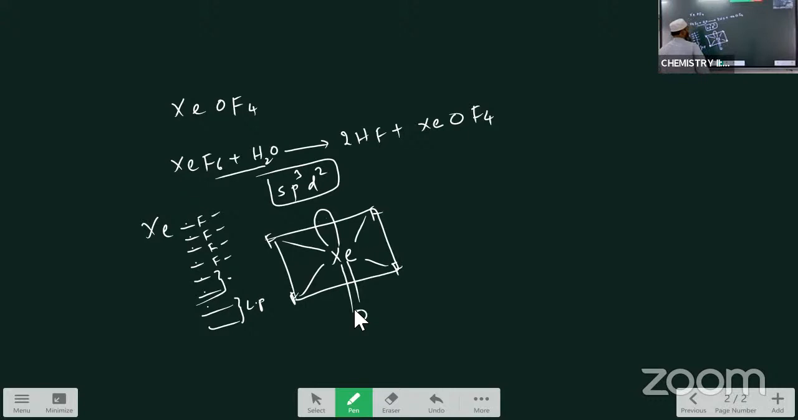दिस इज द शेप इज कॉल्ड एज स्क्वायर पिरामिडल शेप. दिस इज अबाउट द XeOF4 स्क्वायर पिरामिडल शेप विथ वन लोन पेयर. XeOF4 के बारे में समझा नो. नेक्स्ट अबाउट द xenon trioxide and xenon tetroxide. Xenon trioxide XeO3, xenon tetroxide XeO4.